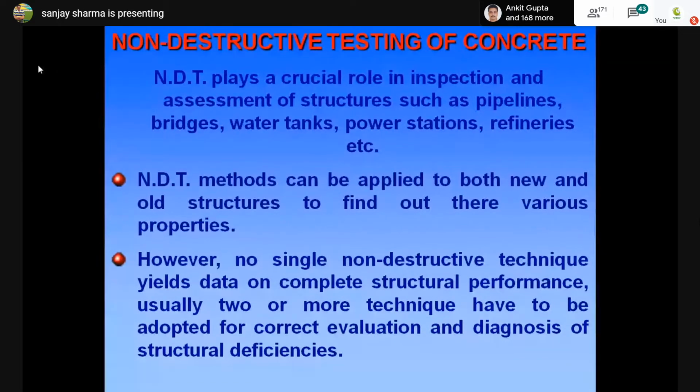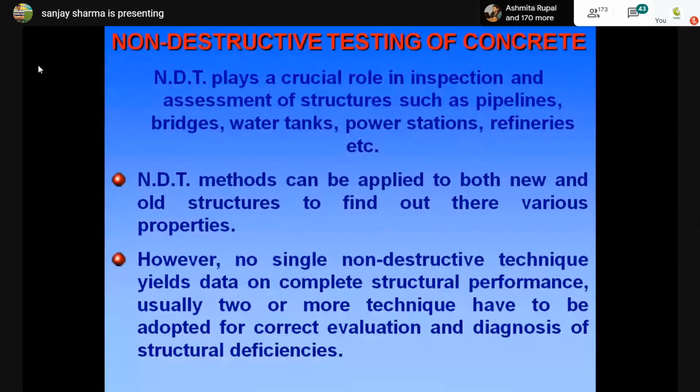So here non-destructive testing plays a very crucial role in inspection and assessment of structures, maybe bridges, water tanks, whatever structures we are constructing. And they can be applied both, as I said, to new as well as to old structures to find out the various properties.